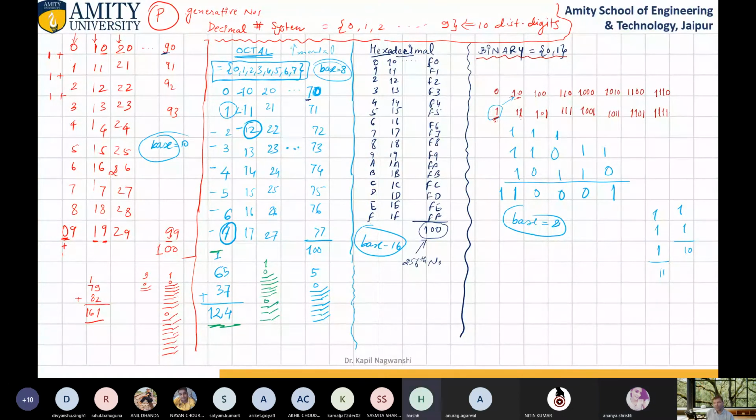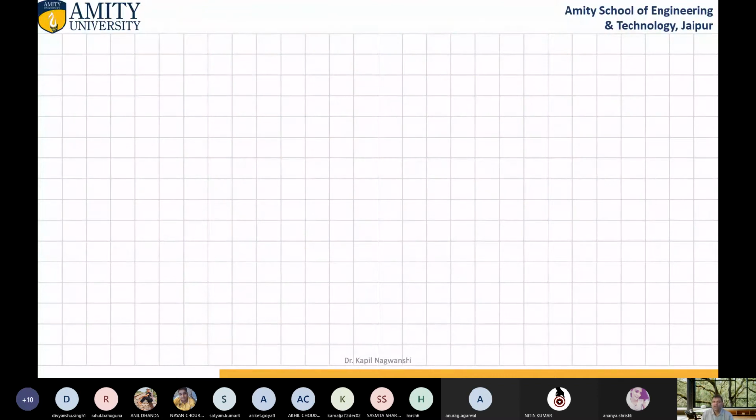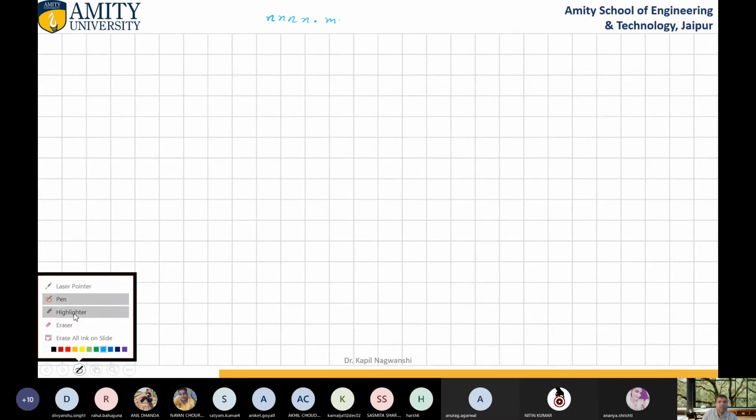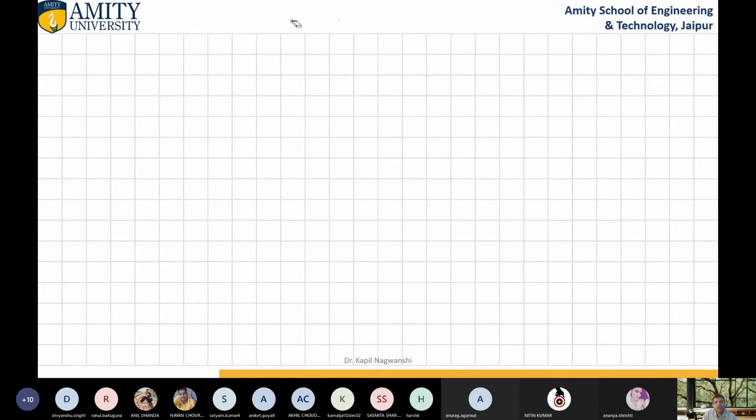Fine. So let us start one formula. Any number, okay, number is written like n dot m, not m, let me write some other notation. So number can be written as x dot x. Okay. So, and this is known as decimal point or base point. Okay. This is known as base point.